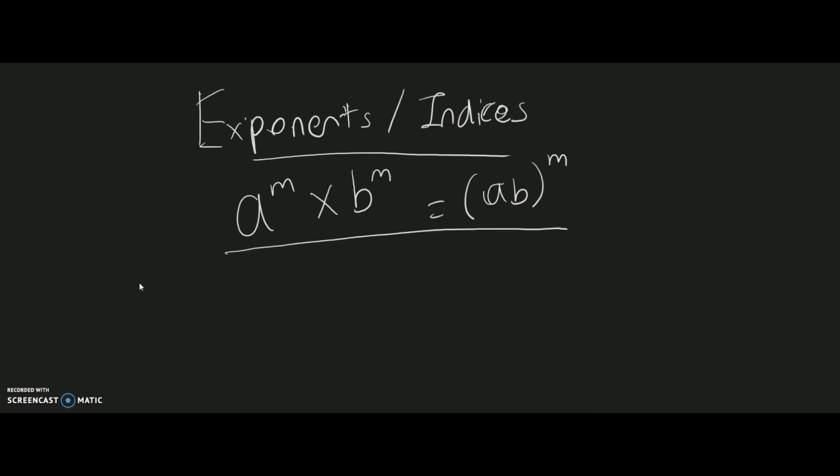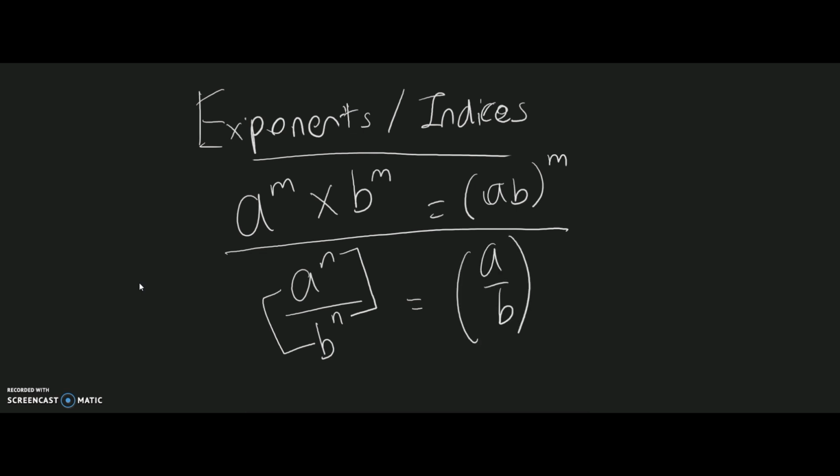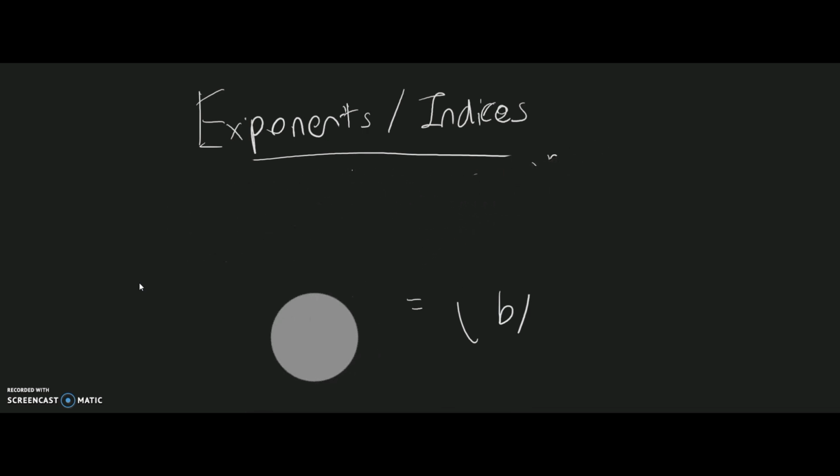The second law, when it concerns equal indices, is a to the power of n over b to the power of n. So a and b are totally different bases, but the two exponents are exactly the same. So this can be represented as a over b, the whole thing to the power of n. So the first 3 were for the same base, and these 2 are for the same index. But exponents and indices can get a bit more complicated than that. Let's have a look at this. There are a few more laws, but these concern negative exponents and fractions.